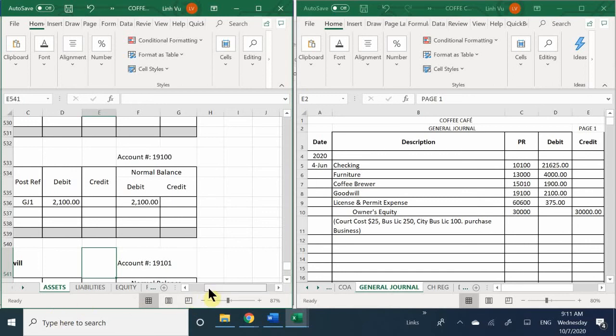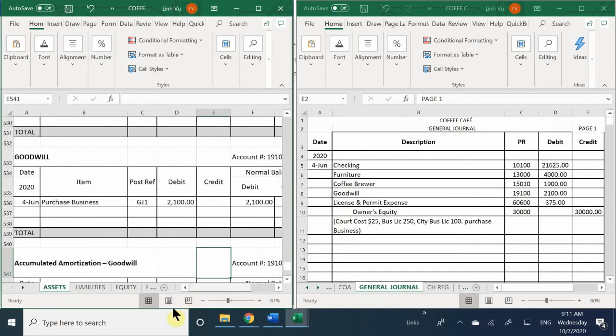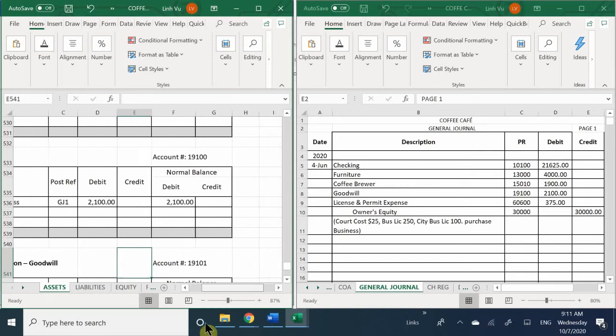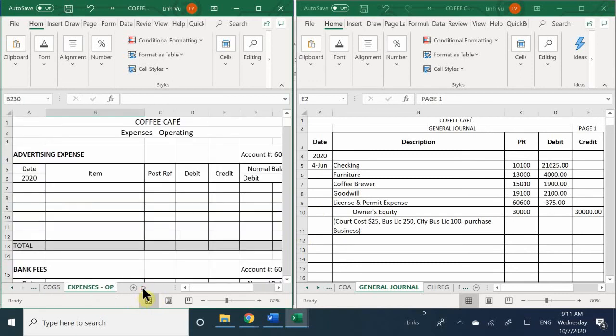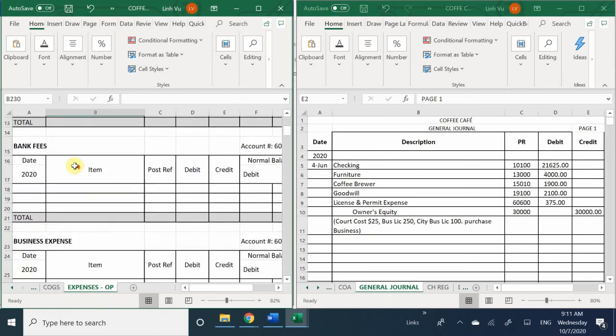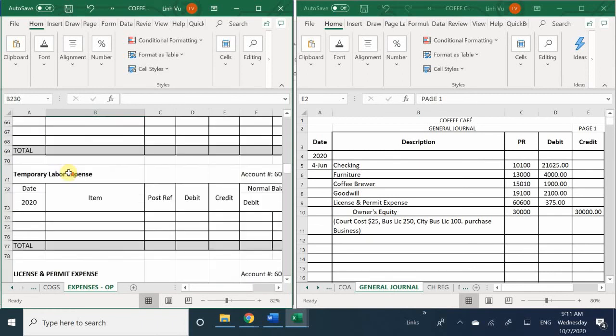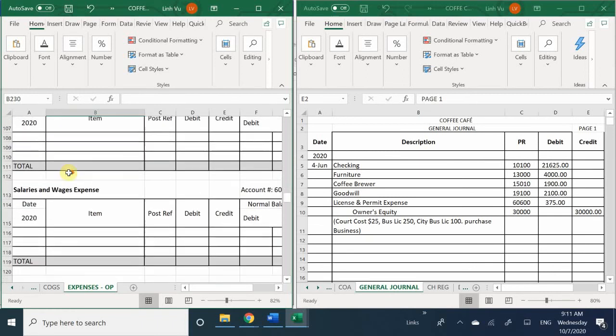Okay? So in this case, I finished posting to my ledger for my goodwill. So the next thing I'm going to be looking at is my license and permit expense. We already know it's an expense. The word expense is in there. So I'm going to go ahead and look through my accounts at the very bottom, select that expense tab, and search for the license and permit expense.